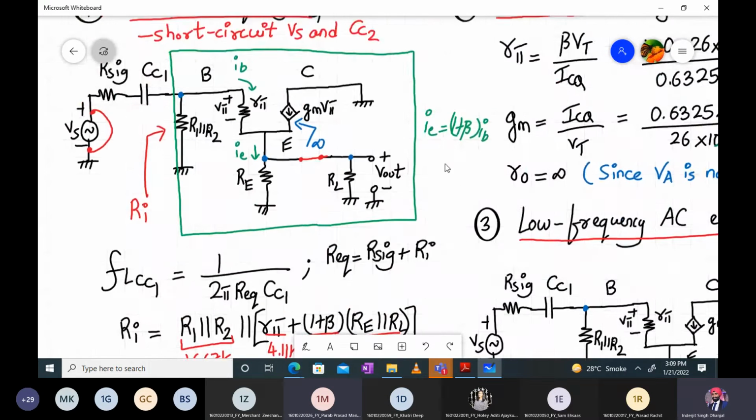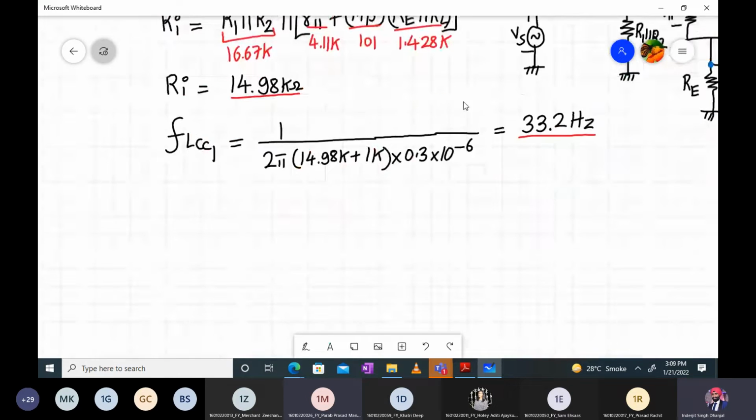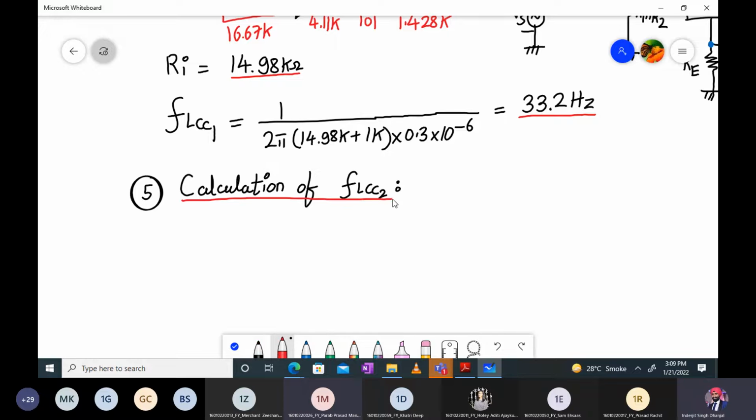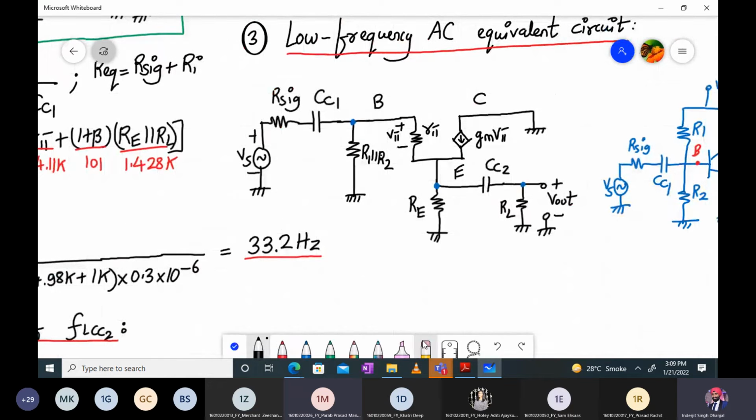Fine, everyone. Next I have to calculate the FL of CC2. So for calculation of FL of CC2, let me copy this diagram again.